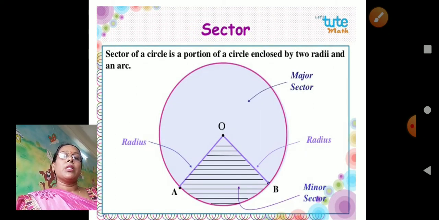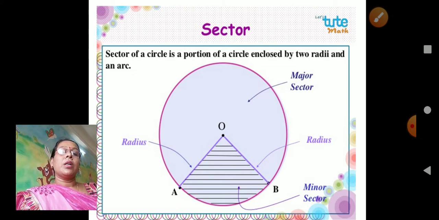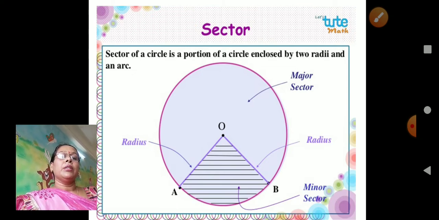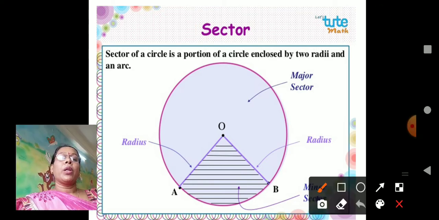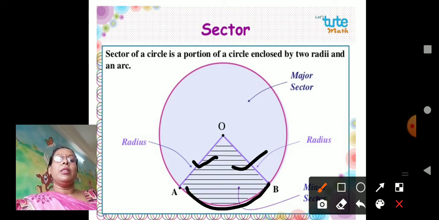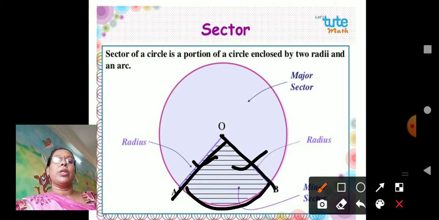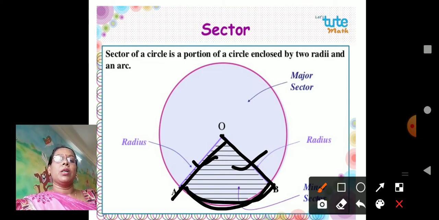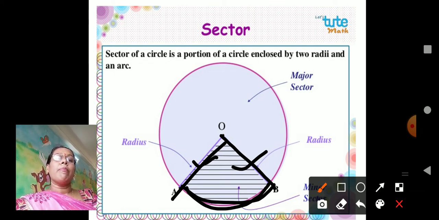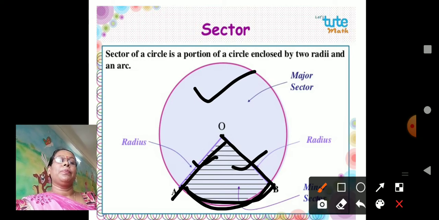Now the next part of the circle is the sector. Consider the points A and B, radii OA, OB. Then the portion enclosed by two radii and the arc. Means here consider two radii OA and OB and the arc AB. Then this portion enclosed by these two radii and this arc is called a sector of the circle. This sector is called a minor sector, and the remaining part is called the major sector.